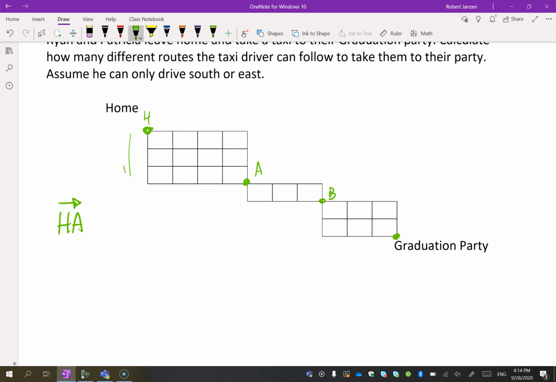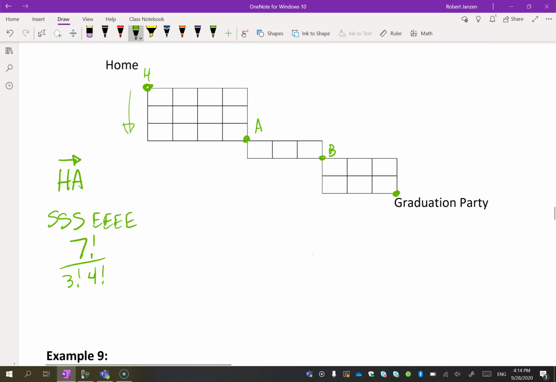Alright, I have to travel. You can go down, you could use a D for down, you can use south for south, it doesn't matter to me, but I have to go down 3 times. And then I have to go right, or east, 4 times. This is 7 factorial over 3 factorial, 4 factorial.